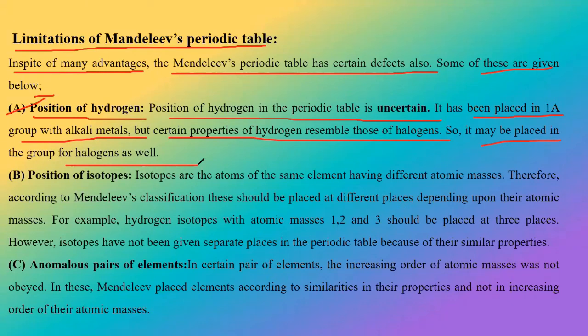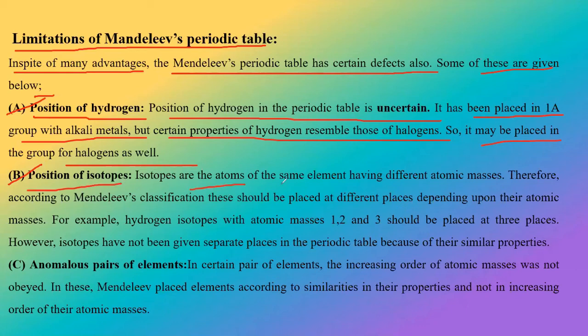So in the modern periodic table, you might have seen that it is placed in a separate position at the top of the periodic table, and basically it is used as a model to describe what is atomic mass, what is atomic number, and so on, right? Okay, so it is placed in a different position. It is neither placed in group 1 nor placed in group 17.